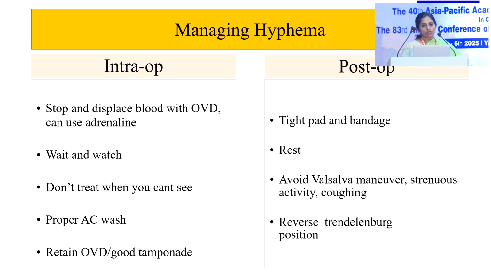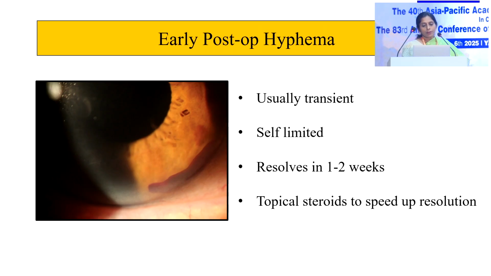Post-operatively, we need to make sure that we give a tight pad and bandage, atropine. Very importantly, we have to restrict any activity post-operatively. Avoid Valsalva-like maneuvers and strenuous activity, and coughing or constipation should be avoided. Sometimes we can follow the reverse Trendelenburg position as well. Early postoperative hyphemas usually are transient. They are self-limiting and they resolve within 1 to 2 weeks. And sometimes you can use steroids to speed up the resolution of the bleed.